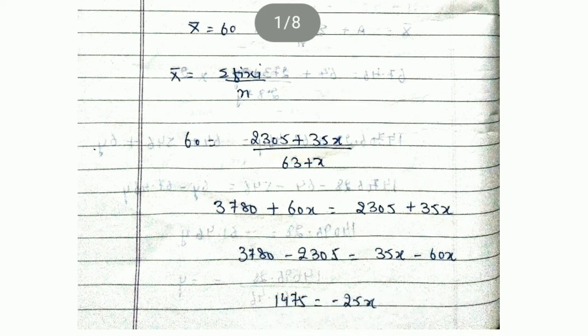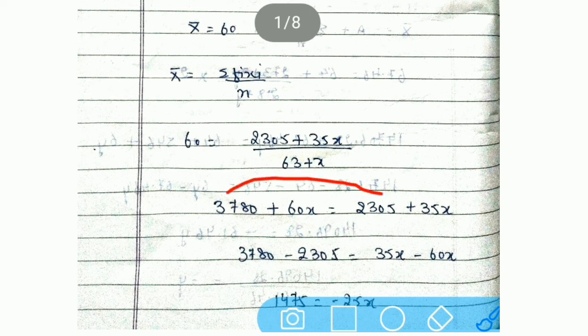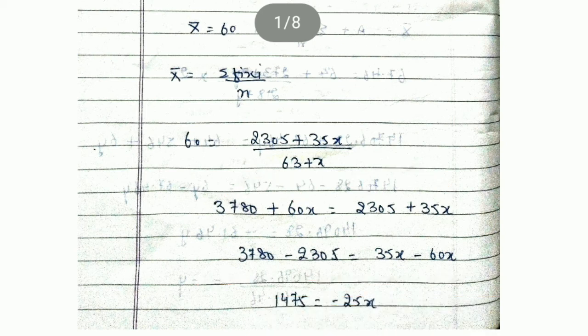Now again, how can we solve this? So here 3780 and 2305 are to be taken to one side. We have to take this to one side, and 60x as well as 35x are taken to the other side. We have to take this to the other side. So when you solve this, what will happen? 3780 minus 2305 equals 35x minus 60x. So what final answer will you get here? That is 1475 equals minus 25x.